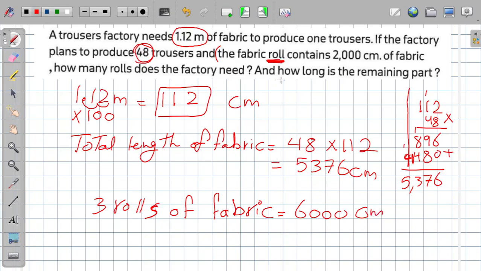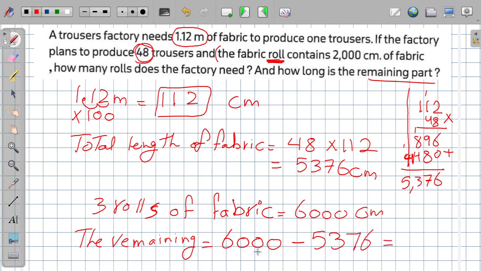centimeters. But he asks me about how long the remaining part is. So 3 rolls of fabric equals 6,000, and the factory needs 5,376. So the remaining will be equal to 6,000 minus 5,376. Okay, so 0 minus 6, it can't be.